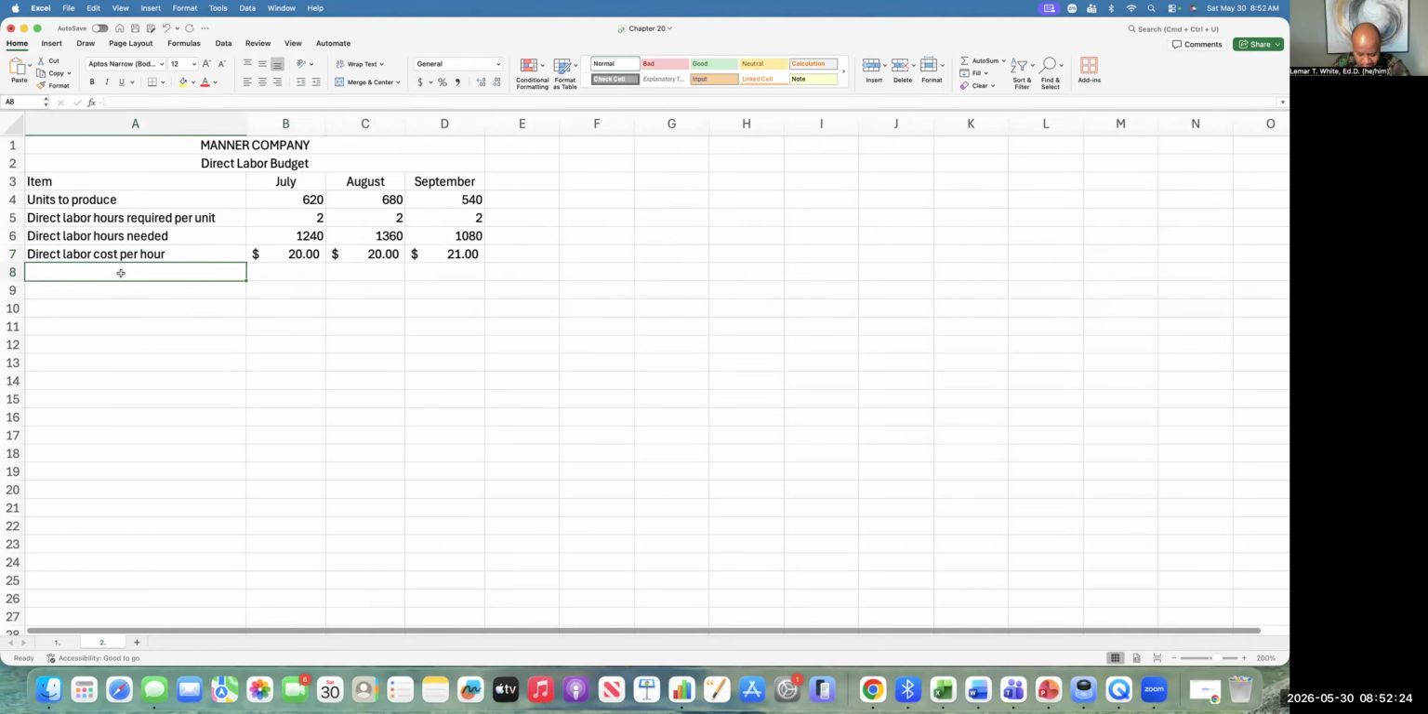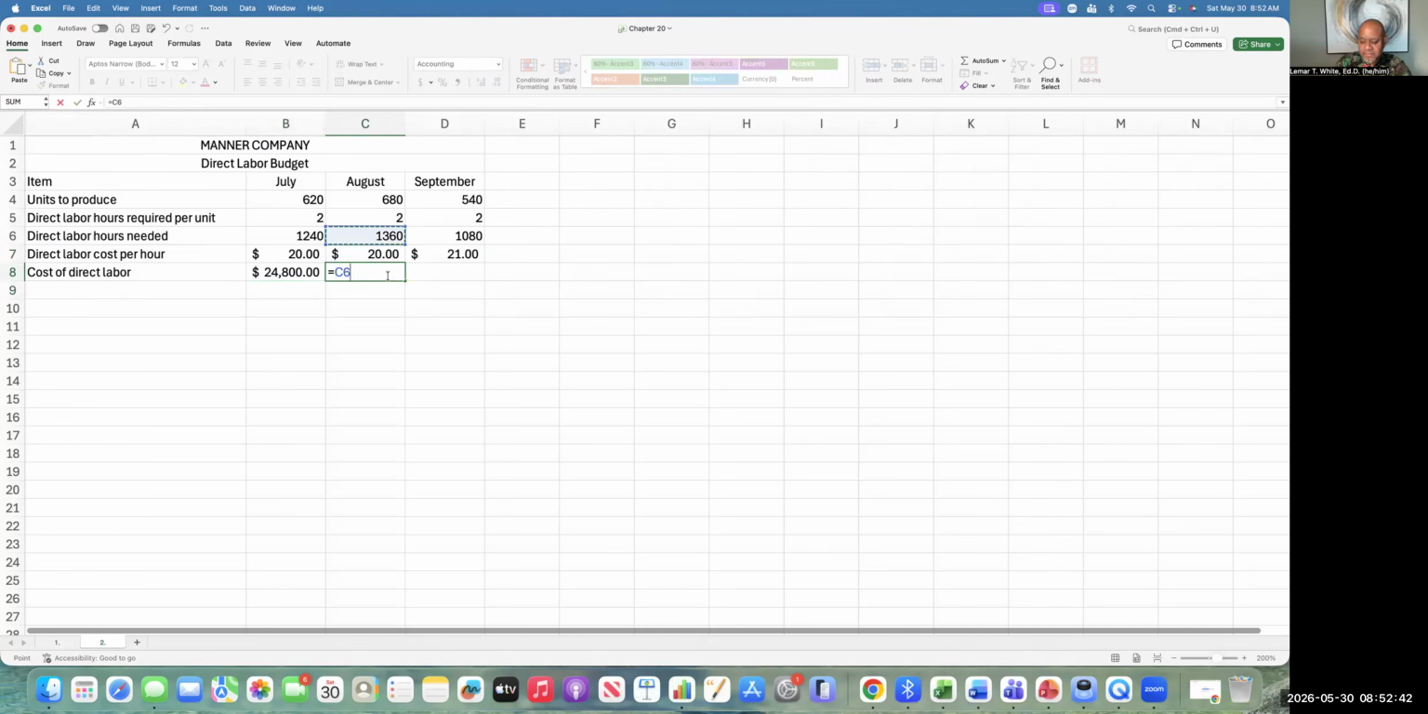So now to figure out my cost of direct labor, I just multiply these two numbers. I need 1,240 hours. It's going to be $20 an hour. Voila. I'm going to spend $24,800. In August, $27,200. And in September, $22,680. And that is how you solve this problem. Thank you.